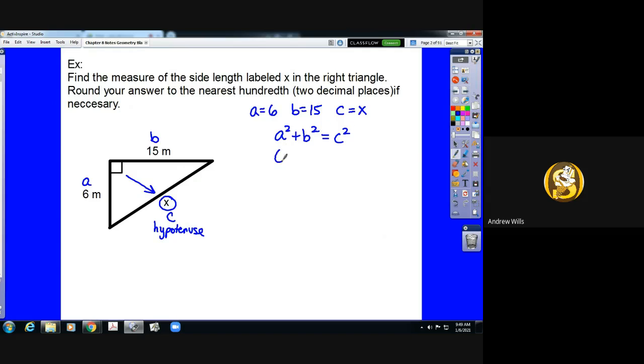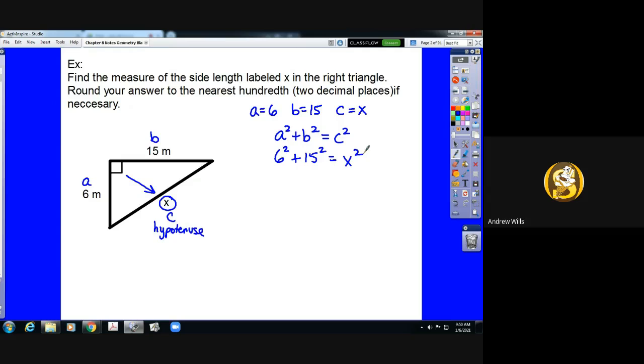So that would be 6 squared plus 15 squared equals X squared. Now, it's just an equation. We've solved a lot of equations this year. So the basic idea is we're going to solve for X. We're going to get X by itself.